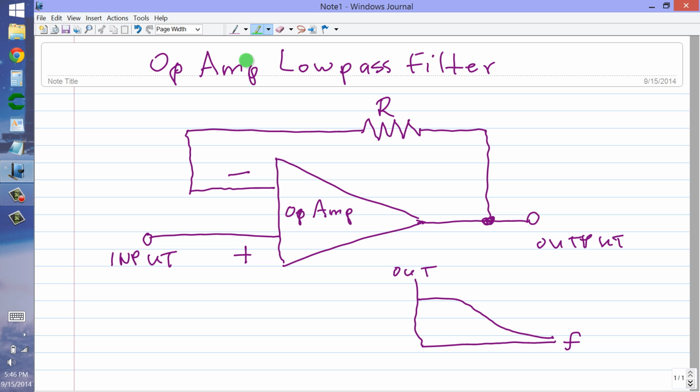How can you do that with an operational amplifier? Well, actually, it's very simple. You can place a capacitor in parallel with this resistor.